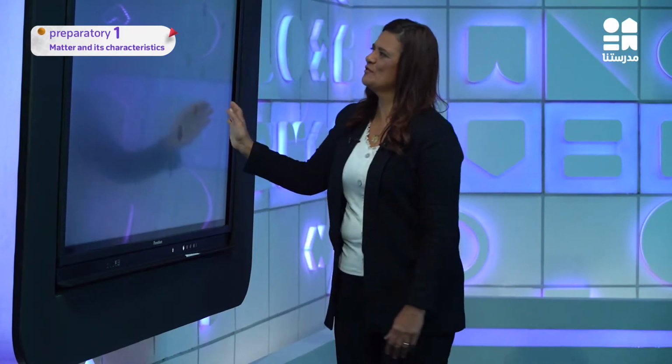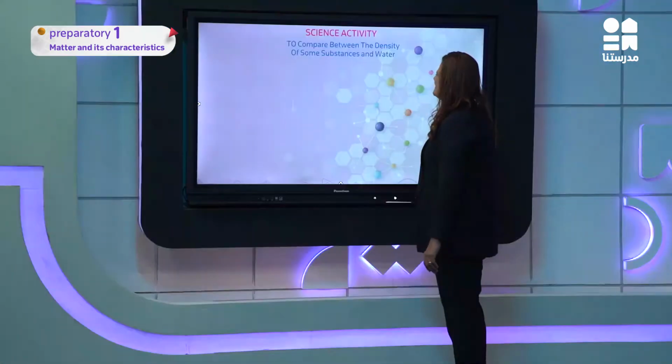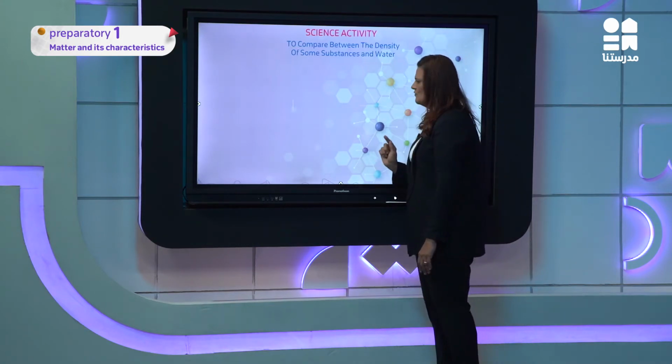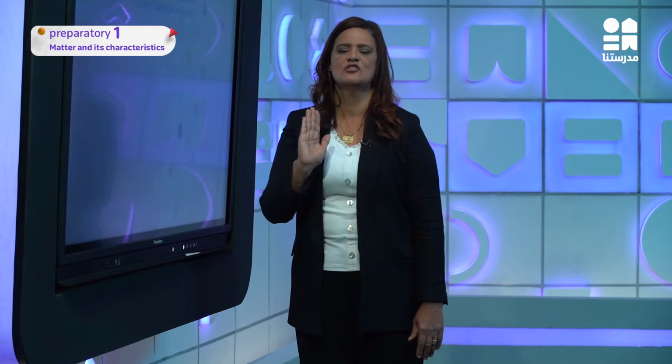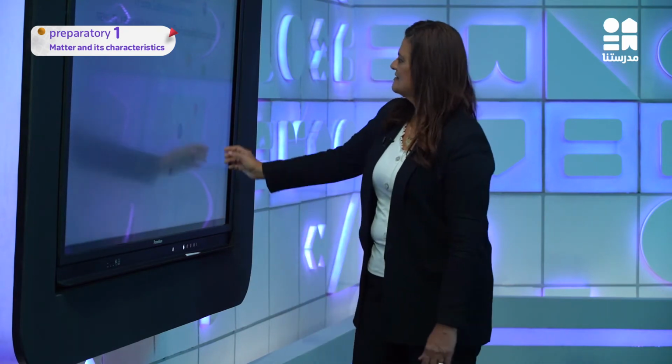Okay, we will solve a problem, a science activity. To compare between the density of a substance and water, you have to know a very important point. You have to know that there is a value for the density of water. You should know it very well: the density of water is 1 gram per cubic centimeter, and it is a standard, constant value. Okay? Let us see step 1.